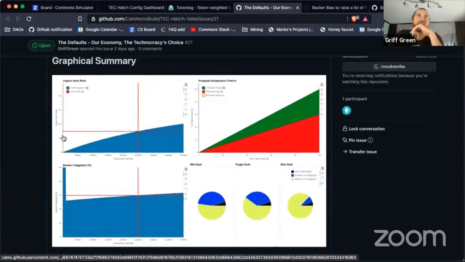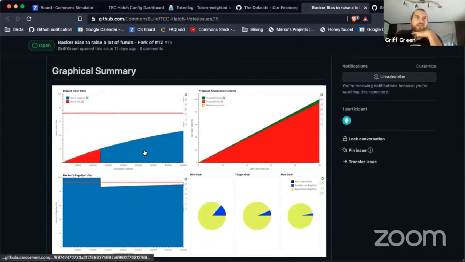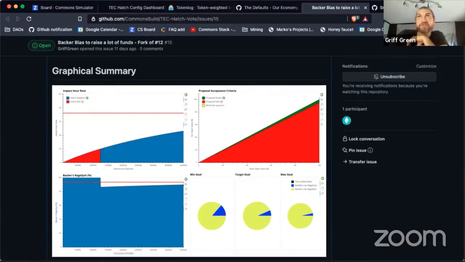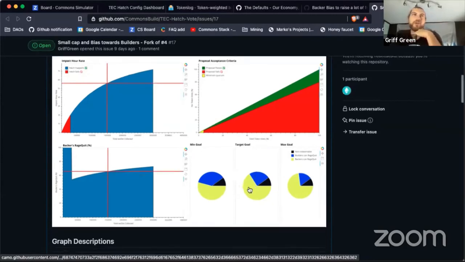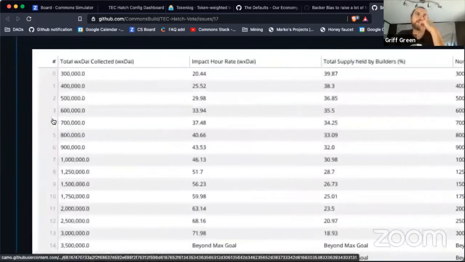Like this is 400, so the impact hour rate is really high here. This is like a 150 impact hour rate at 2.5 mil. Whereas this one at 2.5 mil, every impact hour is worth $30. And in this one at 2.5 mil, every impact hour is worth $70, right? So you can start comparing these things, and you can really see what's going on in this chart.